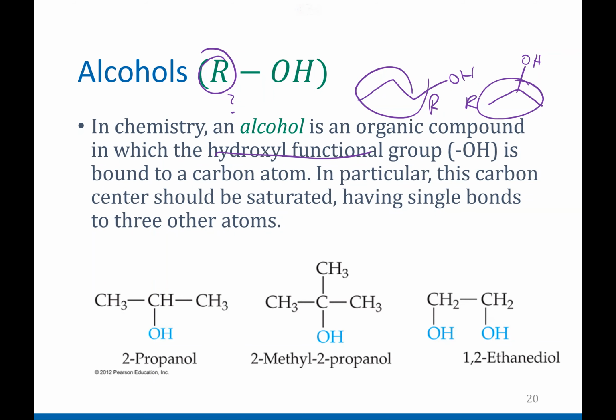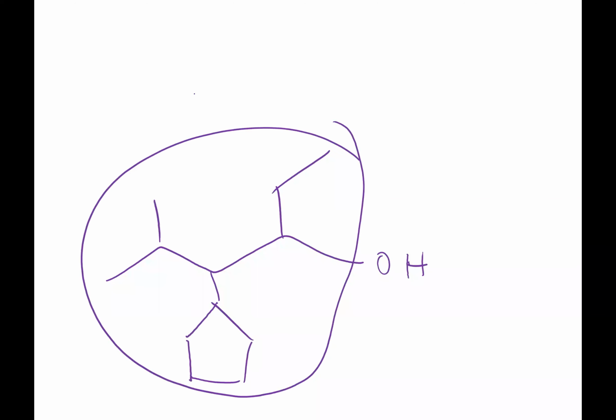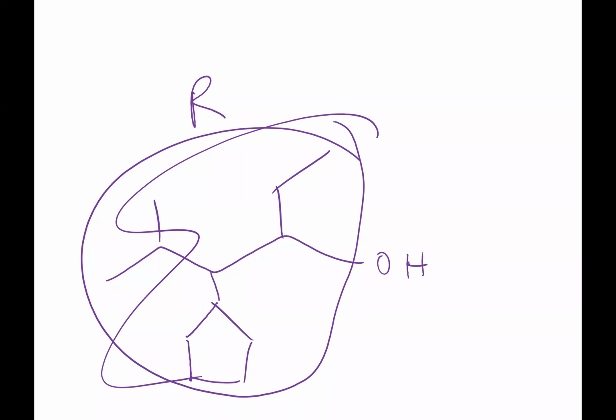It could be anything. I mean, it could be the craziest carbon chain you've ever seen. We could put a ring in here, right? You could do anything. But R just represents that carbon chain. Again, it could be as simple as ethane or methane, or it could be as complicated as whatever this guy is. So R is just a carbon chain.